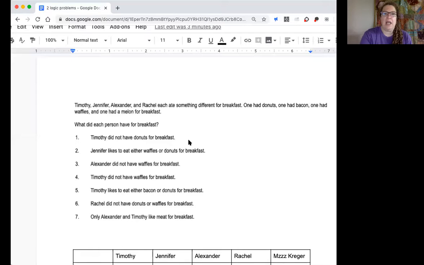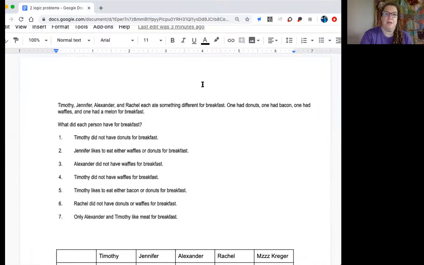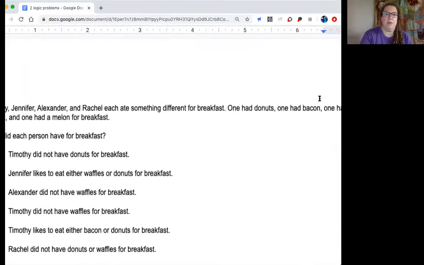And now we get to do probably my favorite kind of math, which is logic problems. And I feel like those are just like puzzles. And puzzle math is one of my favorite things to do. So I'm going to share my screen here, and I'm going to show you one of the logic problems that we're going to do. It's all about Timothy and Jennifer and Alexander and Rachel, and they're eating different breakfast foods. Here they are. Maybe I'll blow it up a little.